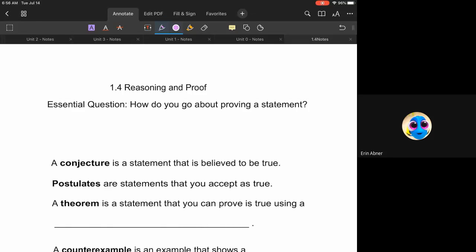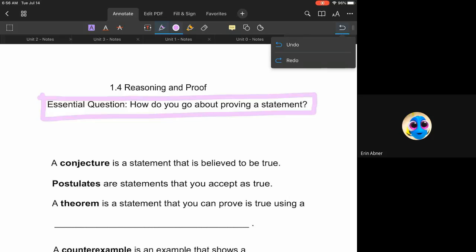Up until this point, we've learned some things, but right now we're going to focus on your essential question, which is how do you go about proving a statement? This is essentially making your logical arguments for stuff. The essential question is what you should be able to do at the end of the lesson. So we should be able to prove a statement at the end of this.